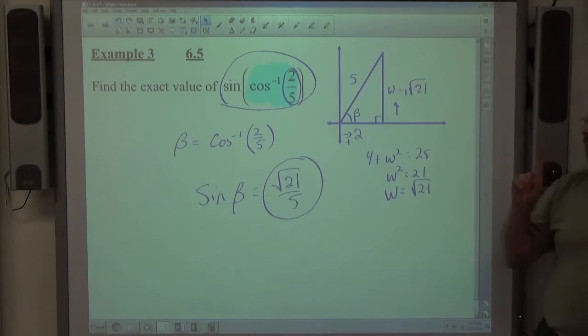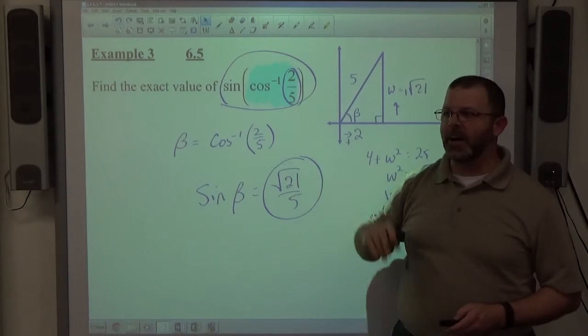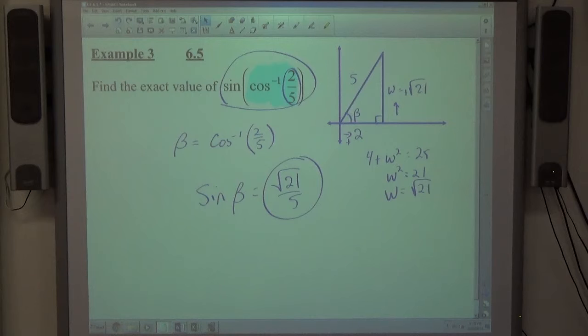Again, if it says sine inverse of cosine, I don't think those happen. But if they do, we'll tackle that on Monday. Just don't do that one. Maybe put a little star on it and say, Mr. Klein will tell me how to do that on Monday, and I'll show you, and we'll get through that. Okay?